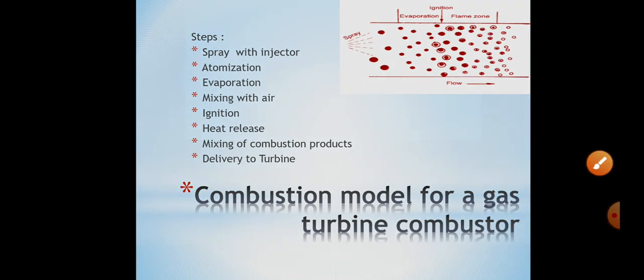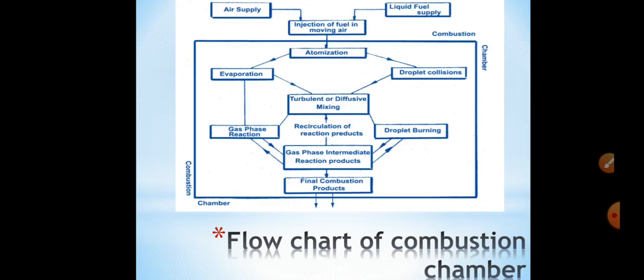Then the step by step procedure of this combustion is that initially the fuel will be sprayed with an injector, and then atomization, followed by evaporation, then mixing with air, and then ignition. Then heat will be released because of these evaporated fuel molecules in the compressed gases, then mixing of combustion products, and finally delivery to the turbine.